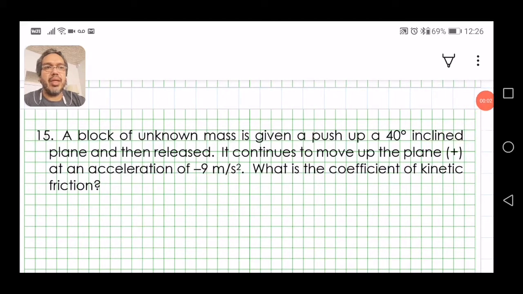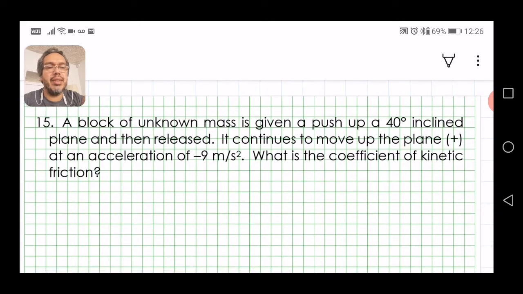Well, hello guys. I'm back with one more of your problems from worksheet 38. Let's talk about problem number 15. There are a few very important points that I want to discuss in this situation.